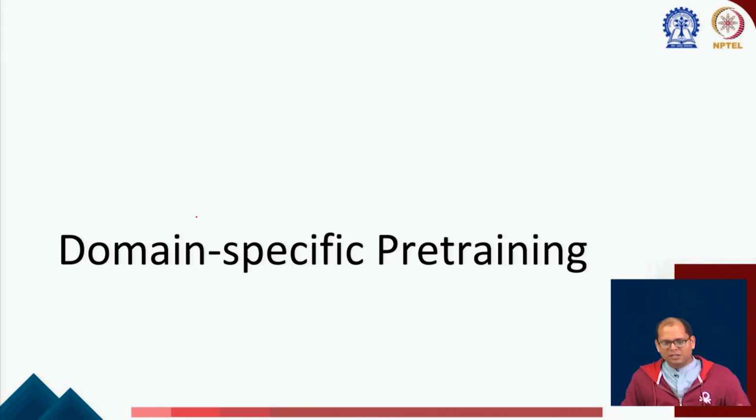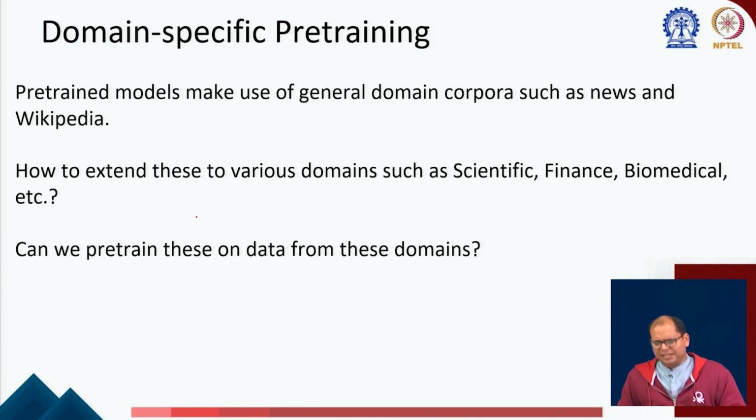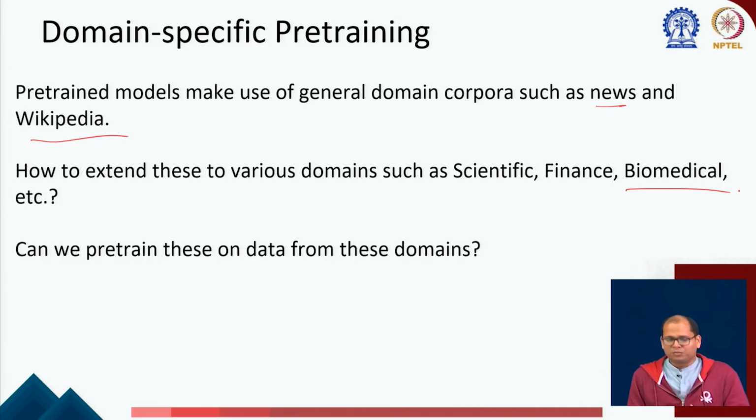So let's talk about domain specific pre-training. Typically when we use pre-trained models, we are talking about the general domain. So we take corpora such as news and Wikipedia and train large models on this general knowledge. But now suppose I have problems in the scientific domain, financial domain, biomedical domain. How do I extend these models? In all these domains you may have a lot of data, so you can even pre-train on this data, but can you also make use of whatever you have pre-trained in the previous general domain, like BERT?